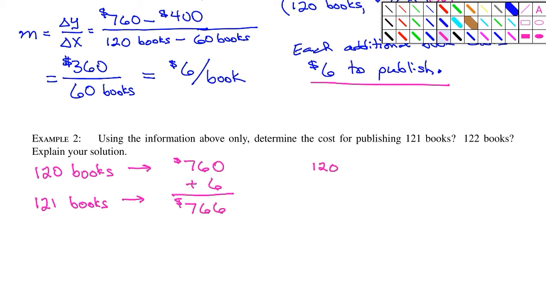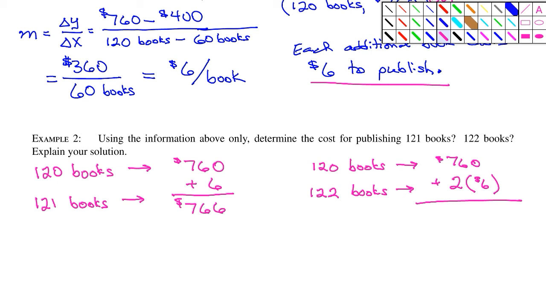And then if I start with 120 books, that was $760. And I want 122 books, then I'm going to add 2 times the $6, because this slope has been changed by 2 factors, because it was 2 additional books, and that is $772.